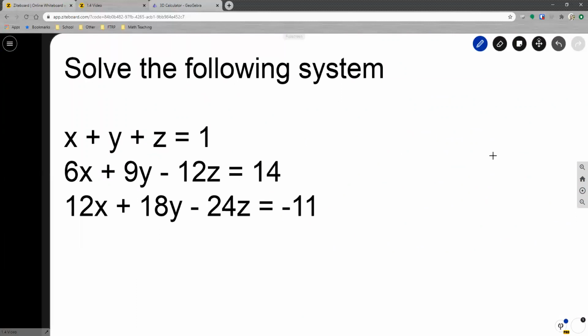I've got x plus y plus z equals 1. 6x plus 9y minus 12z equals 14. And 12x plus 18y minus 24z equals negative 11. This first equation is fantastic because I've got a single x, a single y, and a single z, which means I can multiply that equation by anything and I can quickly solve. So what I'm going to do is I'm going to take equation number 2 this time. I'm just going to put it over here to the side.